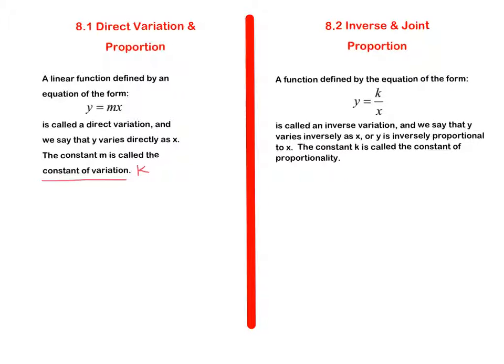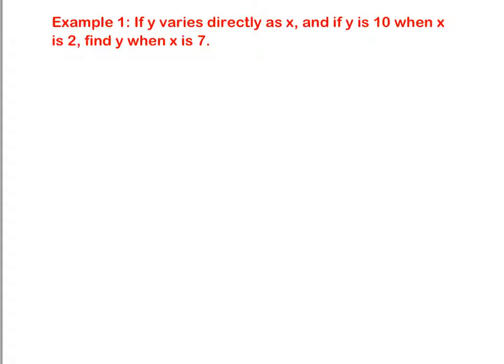So moving on to inverse and joint proportions then, it says over here a function is defined by the equation of the form y equals k over x. That's an inverse variation, meaning as x gets bigger and bigger, you're dividing by a larger number, so y actually gets smaller. So they're inversely proportional. That k there again is called the constant of, in this case, proportionality. It works very similar to the constant of variation. So we're just going to jump right into some examples.